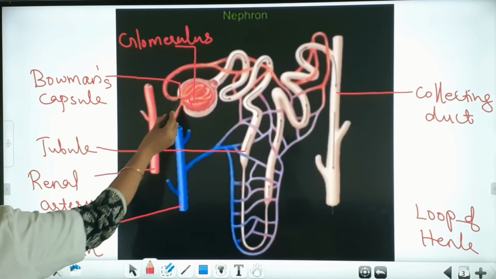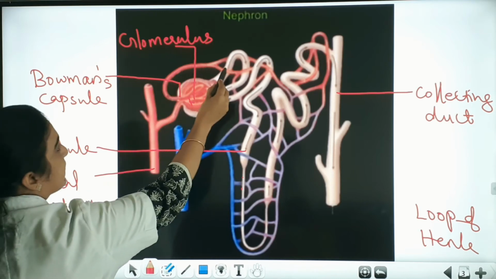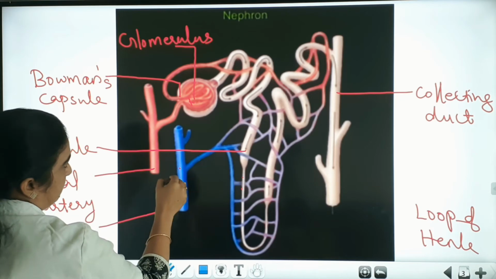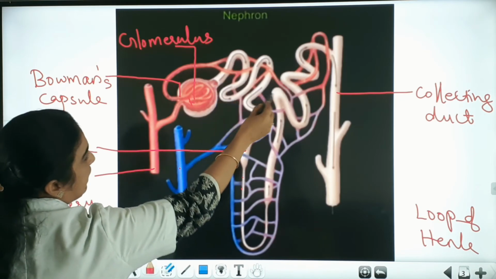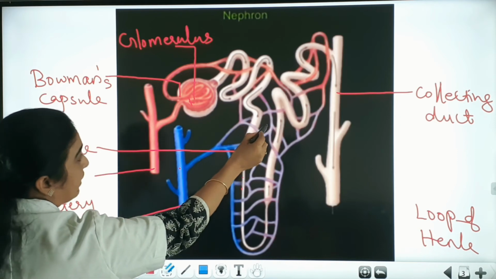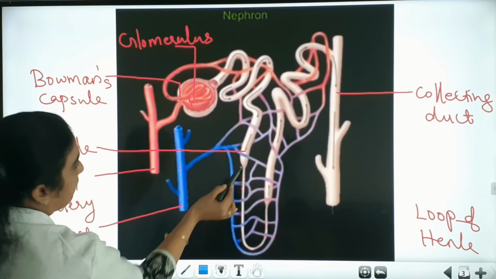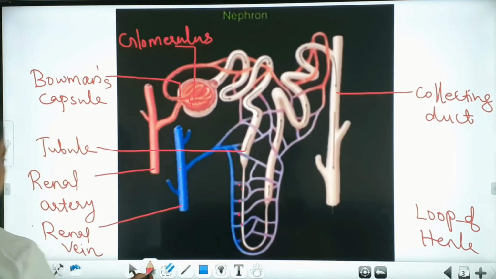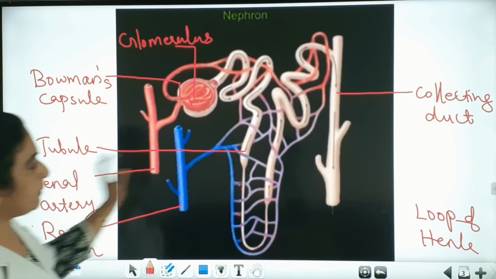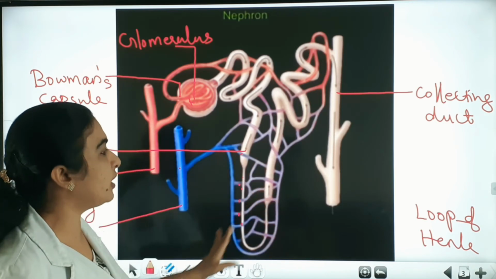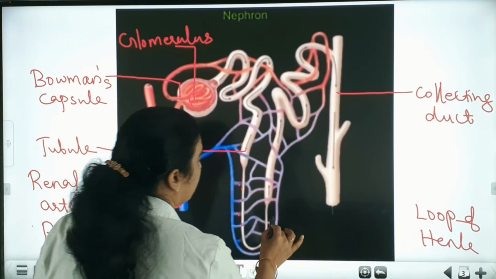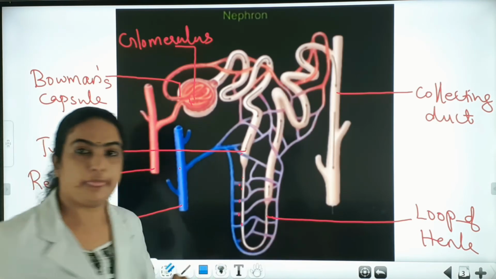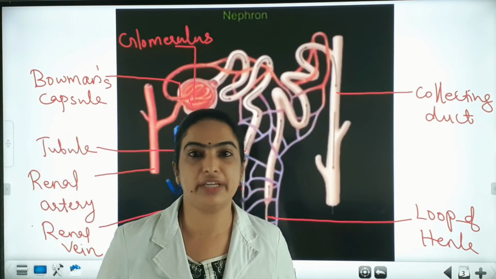This is the renal artery, and the other end comes out from the Bowman's capsule and surrounds the tubule, then finally joins the renal vein. Actually, this glomerulus surrounds the tubule as blood capillaries, then finally joins the renal vein. You can see here they are joined with the renal vein. And there is a loop-like structure in the tubule called Henle's loop, or loop of Henle. So, are you clear about the structure of the nephron?